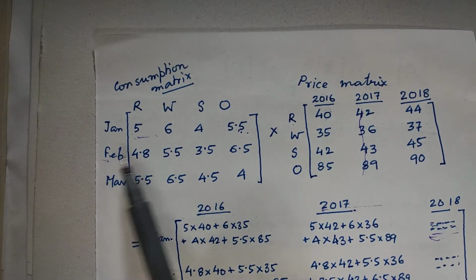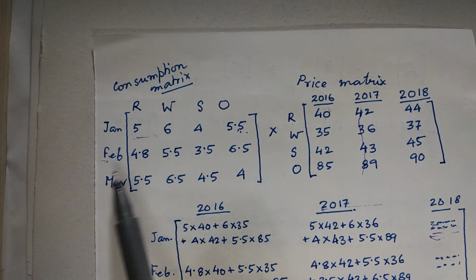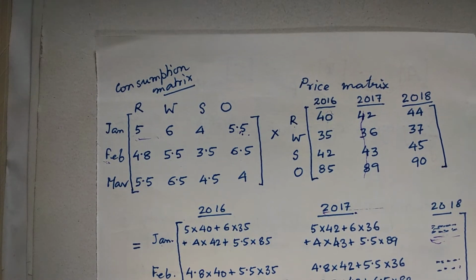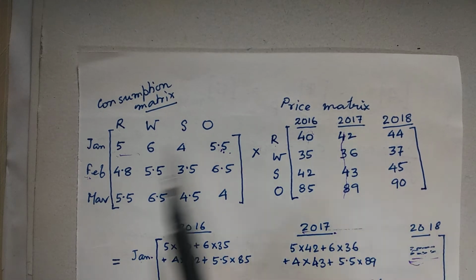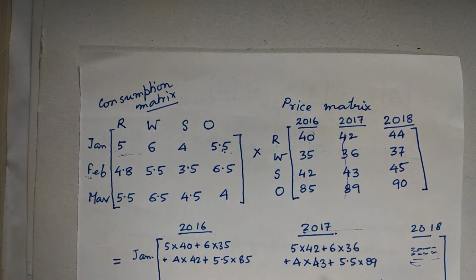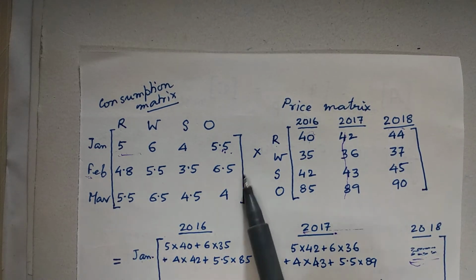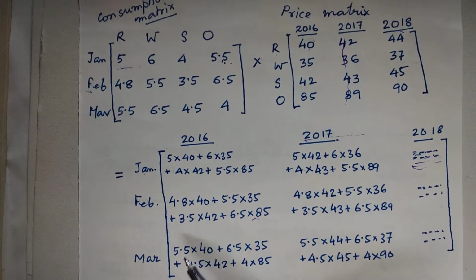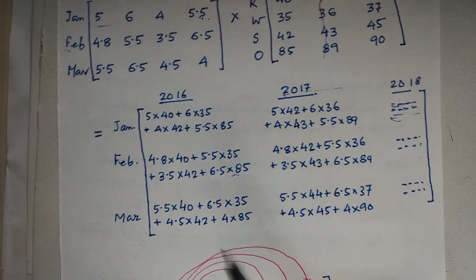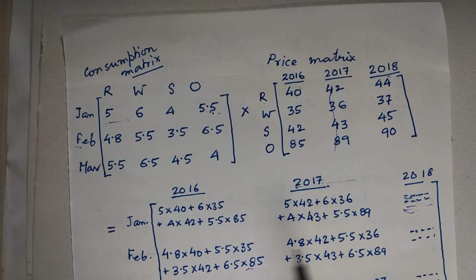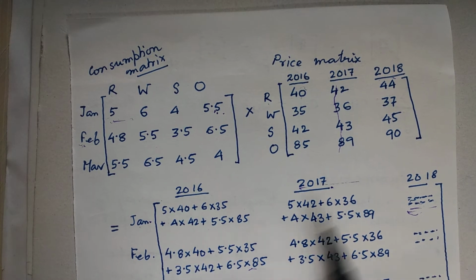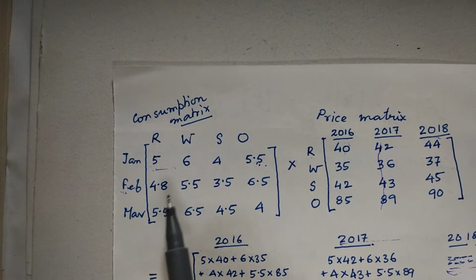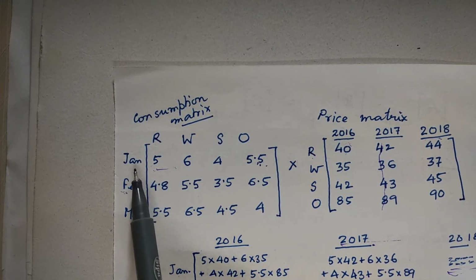Similarly, for February 2016, the expenditure will be this row multiplied by this column. Here I have written it. Similarly, in 2017 February, we will have this row multiplied by this column, and in 2018 this row multiplied by this column. In this way, the total matrix can be calculated. We here get a 3 by 3 matrix. We are getting a 3 by 3 matrix in this case from a 3 by 4 matrix.